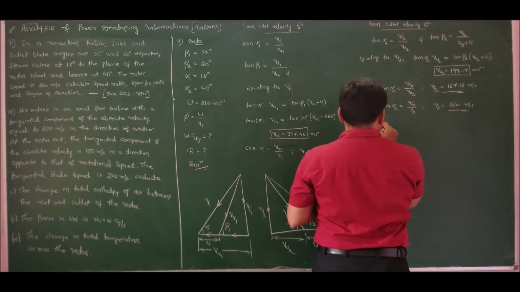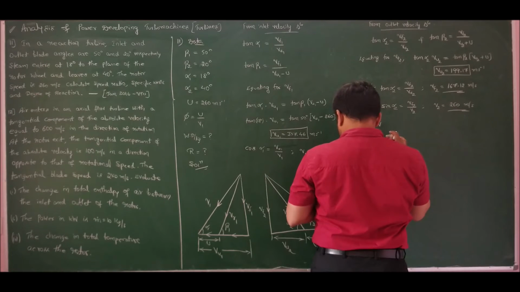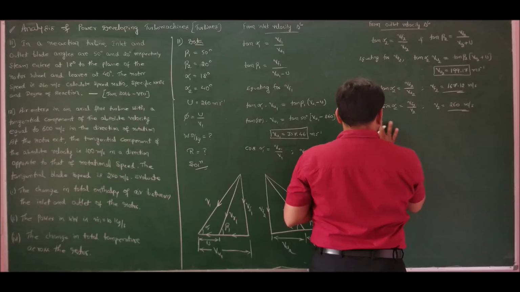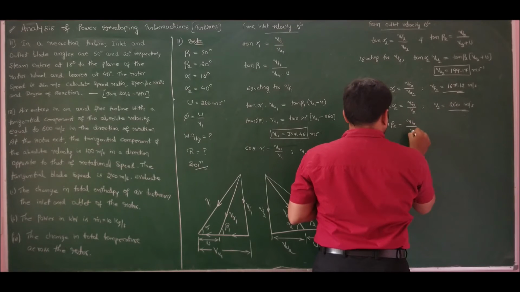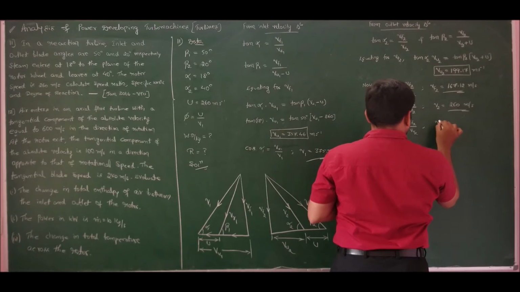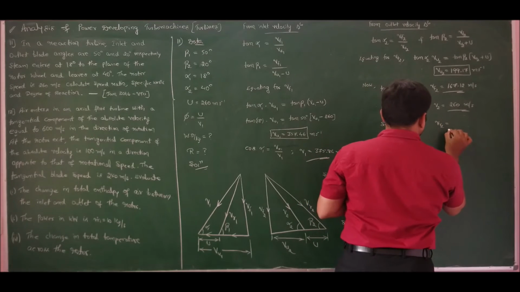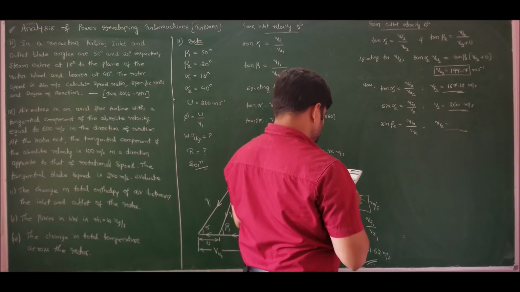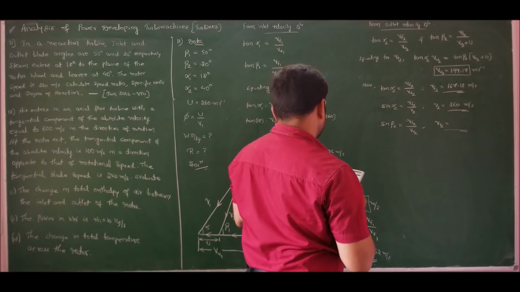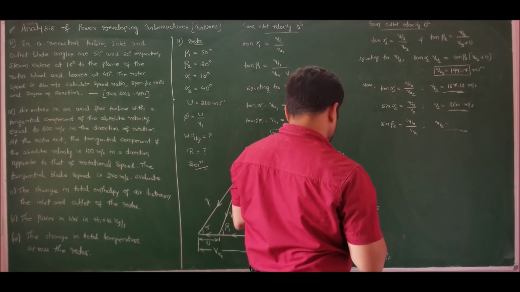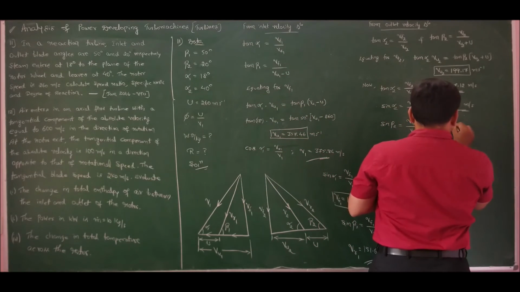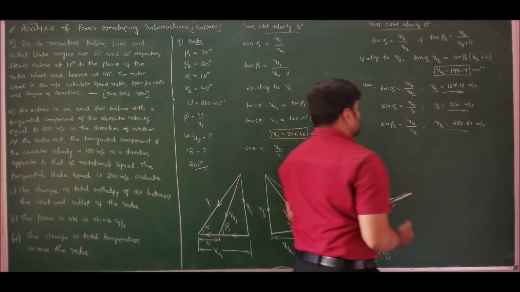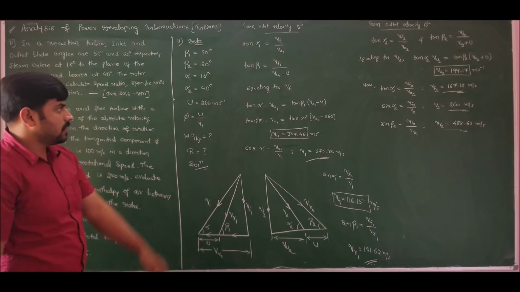So therefore VR2 is equal to, I can use sin beta 2. Sin beta 2 is Vf2 by VR2. So therefore VR2 will be Vf2 by sin beta 2. Vf2 is 167.12 by sin of beta 2. Beta 2 is given as 20 degrees. So therefore VR2 is 488.63 meters per second. So this completes all the parameters of this velocity triangle.